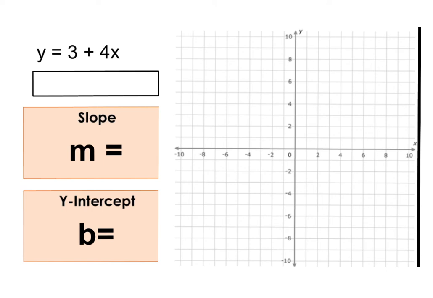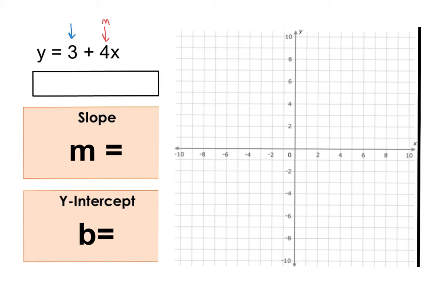We're going to work on two examples of graphing an equation using slope-intercept form, which is y equals mx plus b. So in my first equation I'm given y equals 3 plus 4x. And so let's remember that in y equals mx plus b, the slope is actually the coefficient of x. So that's actually my slope right there. And then our y-intercept is the constant, or b is that constant.